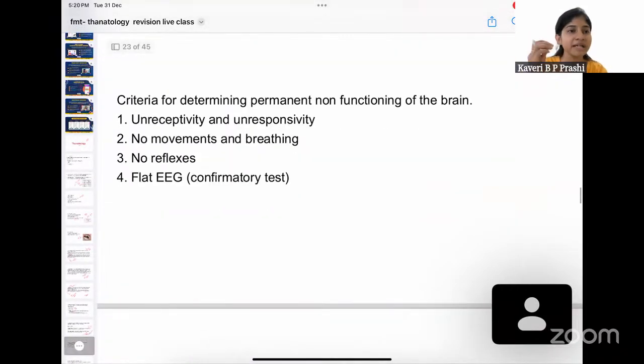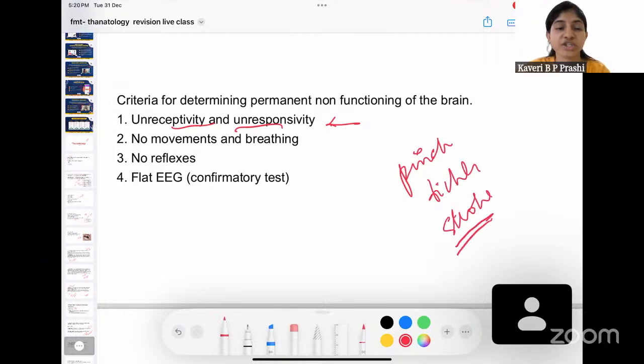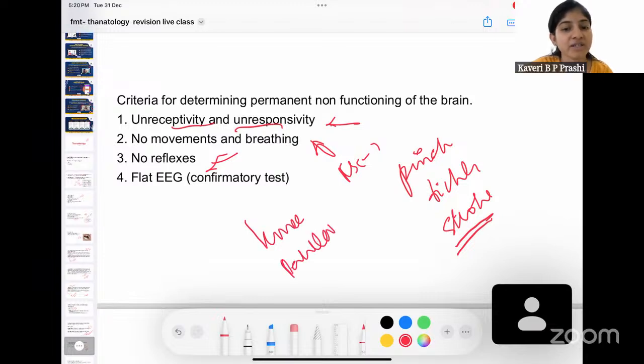So what are the criteria for determining the permanent non-functioning of the brain? Number one, unreceptivity and unresponsivity. That is, whenever we give certain stimulus, for example, a pinch, a tickle, or a firm stroke on the skin or the shin of the person, there's not going to be any response or receptivity seen. No movements and breathing. There won't be any movement, there will be zero respiration. No reflexes. For example, if you try to elicit a knee reflex, a patellar reflex, or an ankle reflex, you're not going to see any of these reflexes.